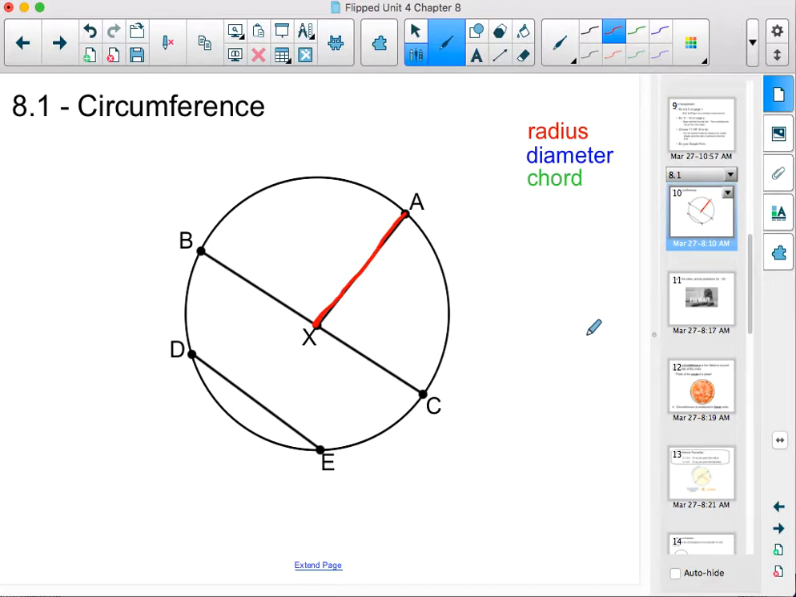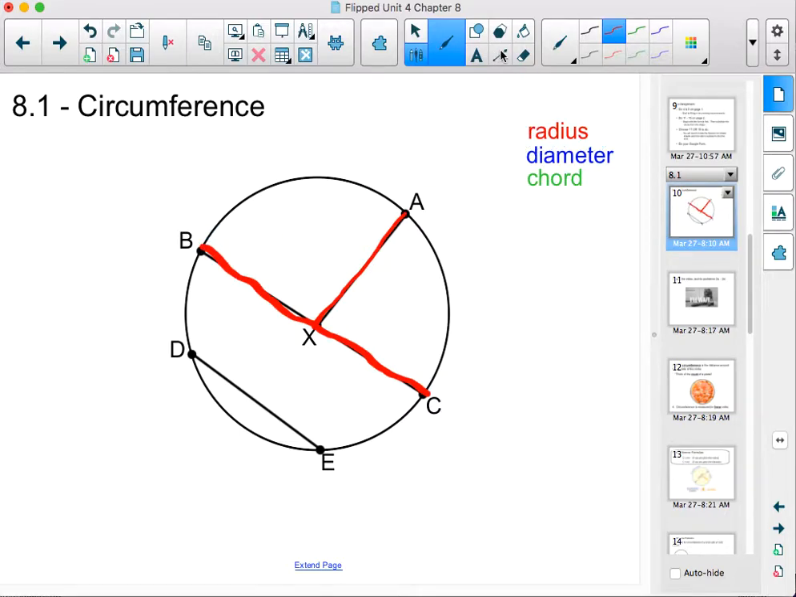I hope that you can see some other radii in this circle diagram. Remember, a radius is anything that starts at the center and travels out to the edge of the circle. Here's another one. Starts at the center, travels out to the edge of the circle.